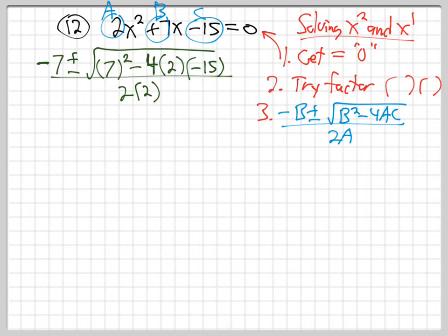There we go. And then we work that out step by step. So negative 7 plus or minus the square root of 7 squared. Just use your calculator if you're a little rusty on some of those times tables. 7 squared, 7 times 7, is 49. Now, in this next part, the important thing is to get the sign right.